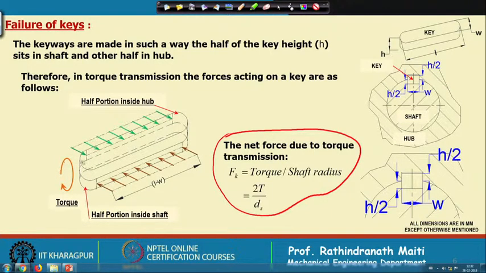Now, suppose this is the direction of the torque which is shown here. Then definitely the hub is transmitting the torque, or if we consider the shaft, the shaft is passing the torque to this, and this torque is coming from the gear to the hub. So, there will be forces on the top side inside the hub, and on the shaft, on the bottom half, there will be forces, and the summation of these forces can be calculated by this equation: the torque divided by the shaft radius gives the total amount of force.